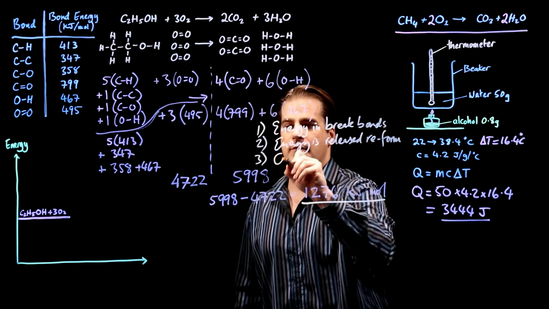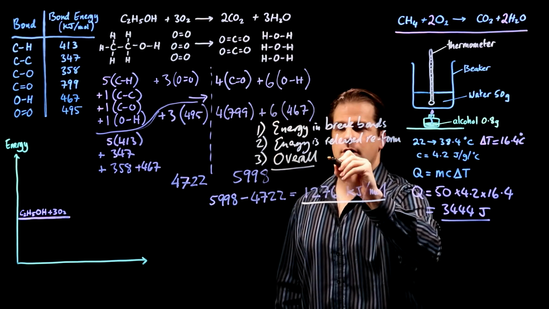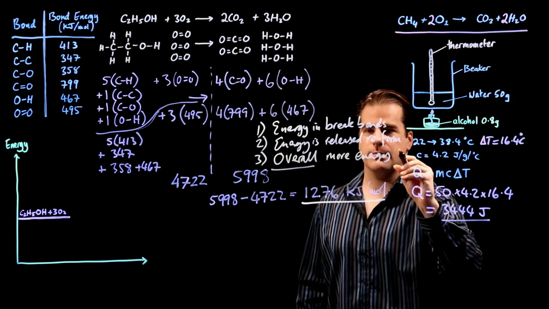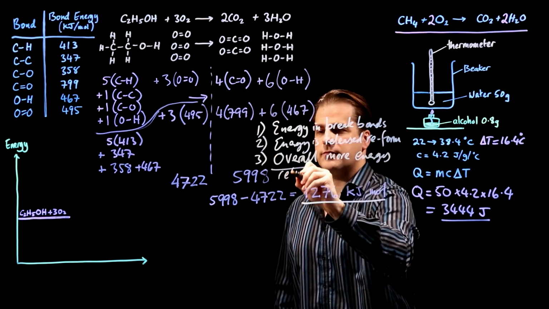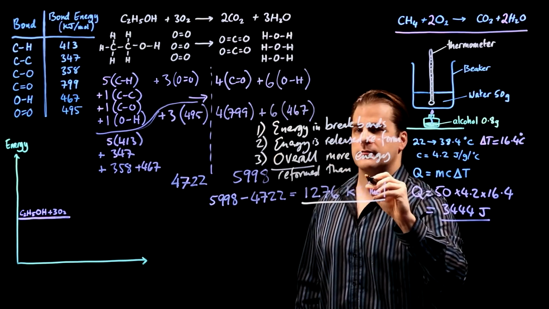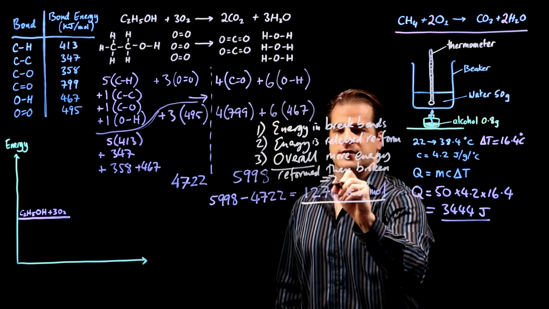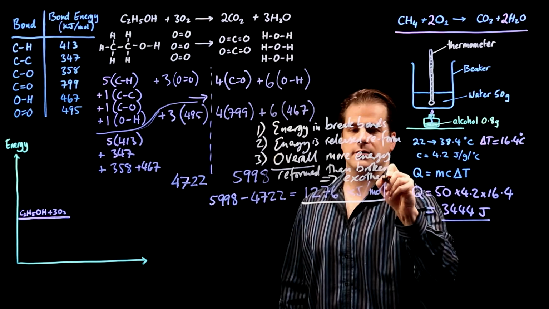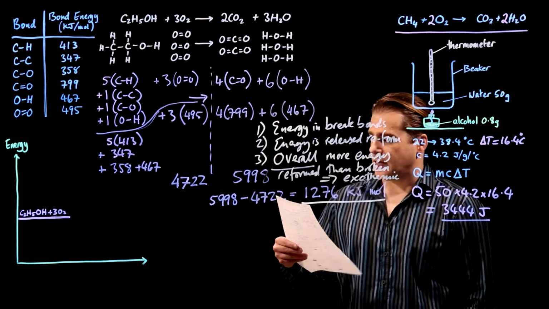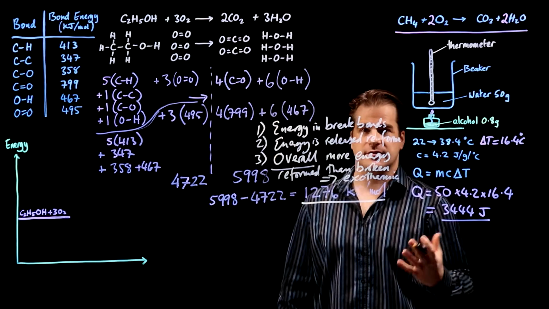So use the term overall. It's always important in these sort of questions. So overall, when more energy is released from bonds being reformed than when they're broken, then it's exothermic. I'll just read that out again. When more energy is released when bonds reform than when they're broken, overall energy is released, so it's exothermic.